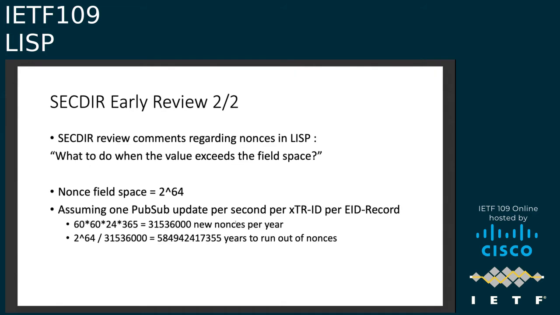So if we assume one update per EID record per second, so that's a lot of updates actually, we will run out of nonces in I don't know how many years. That's a very big number. So I think that we are probably safe saying that we are not going to exceed the field space, especially now that we made that change, that the nonces are per EID record. So the space that we have is big enough for those updates.